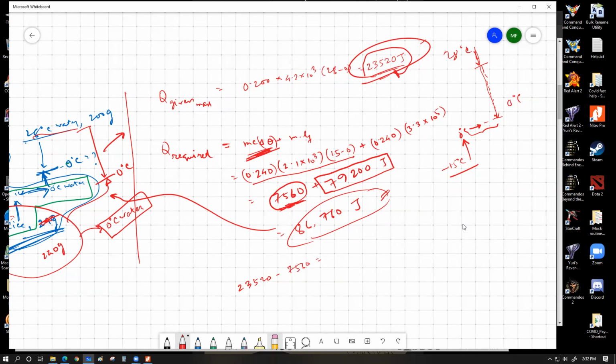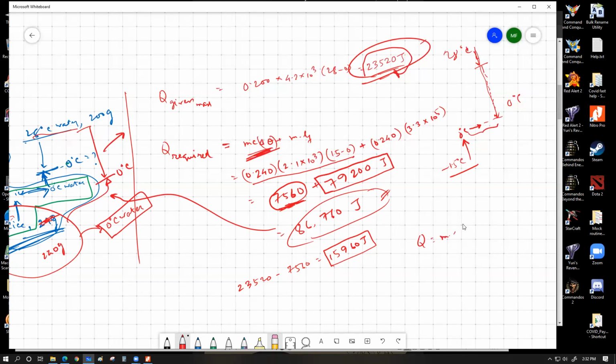23520 minus 7560 is 15960 joule. After heating up the ice to 0 degrees Celsius, this much heat energy would be left within the warm water for the further melting process. So this is the amount of heat that can be used for the melting process of ice, which is now at 0 degrees Celsius. So then the remaining formula is very simple.